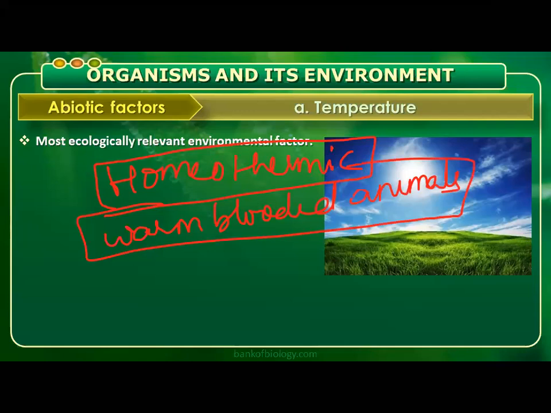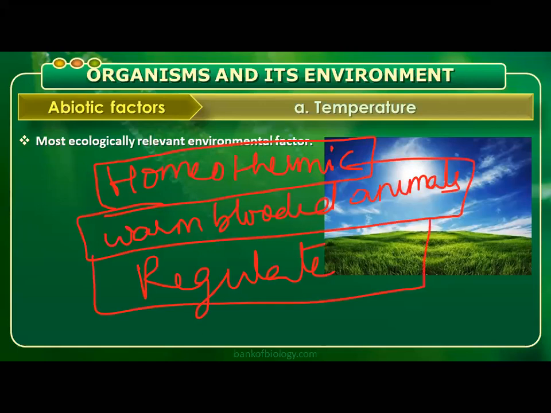We call them regulators. It means they regulate the body temperature to keep it constant. That's why you may call them homeothermic, warm-blooded animals, or regulators. So what is the speciality of these animals? Like aves and mammals, we can take as examples. In these animals, irrespective of the atmospheric temperature, the body temperature is maintained constant.